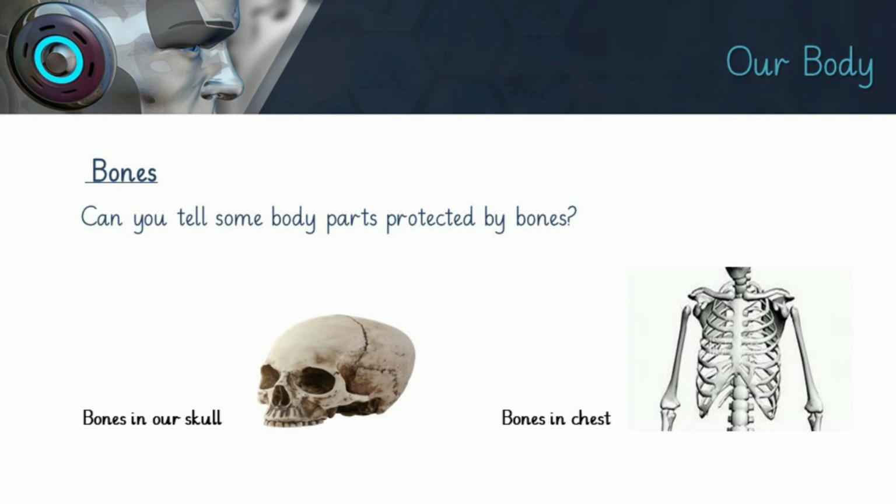Alright, in context of the given details, let's discuss the given question. Can you tell some body parts protected by bones? Which body part is protected by our skull? And which body parts are protected by rib cage, the bones in our chest? Just think about it. Alright, coming up with the answers. Yes, brain is protected by skull bones and our rib cage encloses heart and lungs. Alright, correct answer.